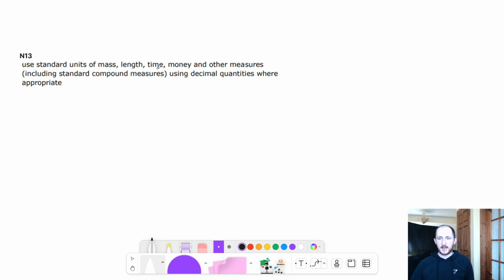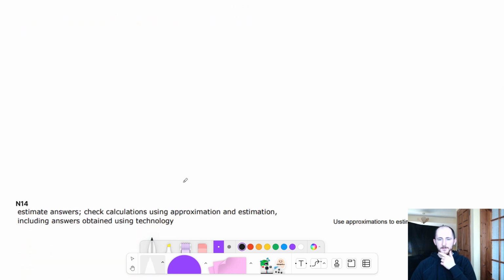Using standard units of mass, length, time, money, and other measures. So mass will be mainly kilograms and grams. Length could be quite a few different things. You have millimeters, centimeters, meters, kilometers, and that's probably the main ones that you're going to be given. Time, there's a lot of these: seconds, minutes, days, hours, months, weeks, etc. Money, really the standard unit of money in this country anyway is pounds. And other measures, so standard compound measures, things like meters per second or miles per hour for speed. Pressure would be newtons per square meter or pascals, and things like that.